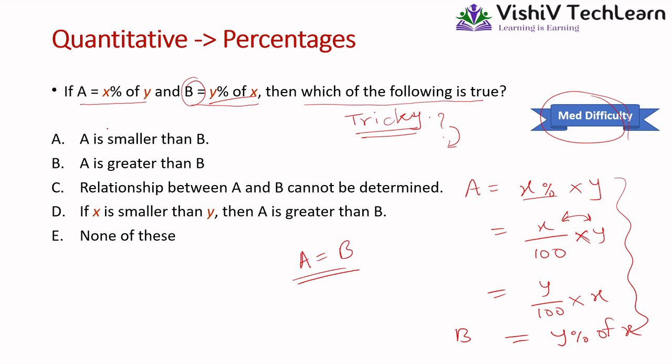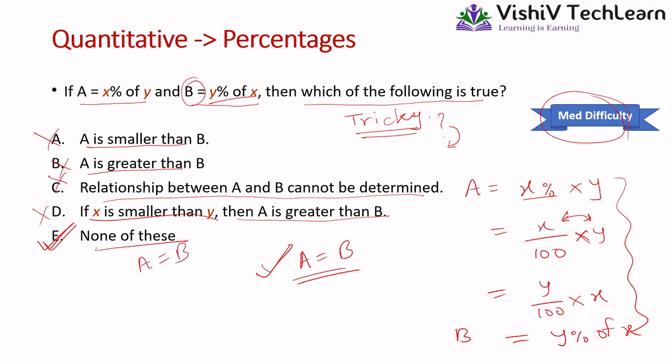Now if we look at the options, A is smaller than B, no, this is not true. A is greater than B, no. Relationship between A and B cannot be determined, no, this is also not correct. We are able to determine it here. If X is smaller than Y, then A is greater than B, no, this is also not the case. Actually it is A is equal to B. So the option must be E, none of these. So the correct relation is A is equal to B. Let's go to the next question.